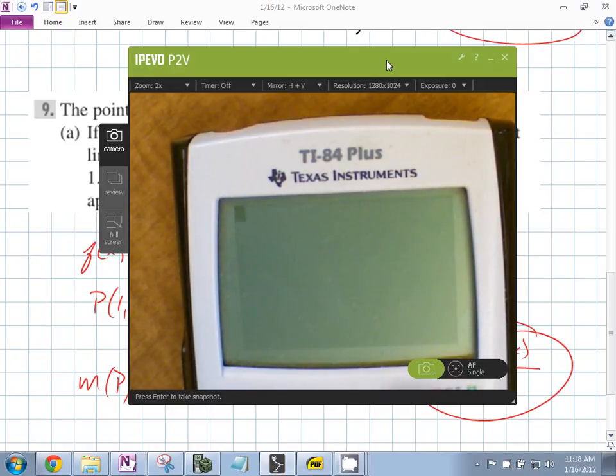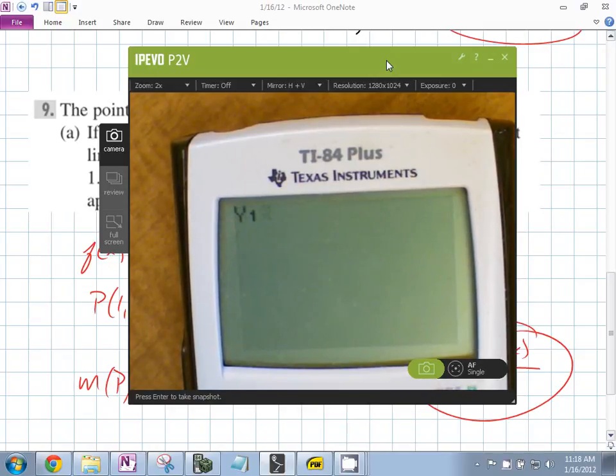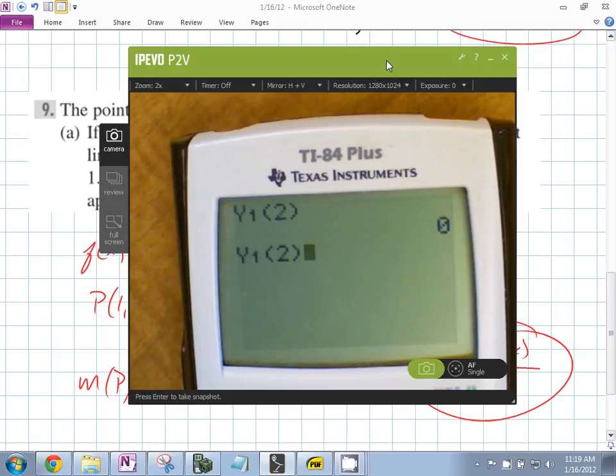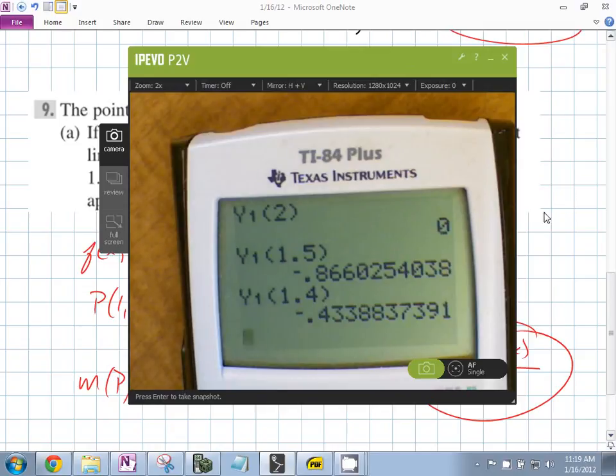Now, if we go back to the main screen, we go to vars, y vars, y1. What's the first one we want to evaluate it at? 2. So you can literally do this. What's the next one we're supposed to do? 1.5. So we do 1.5 like this. Close it. Second entry. And what's the next value? 1.4, right? We press enter. So theoretically, can we just keep on doing this?